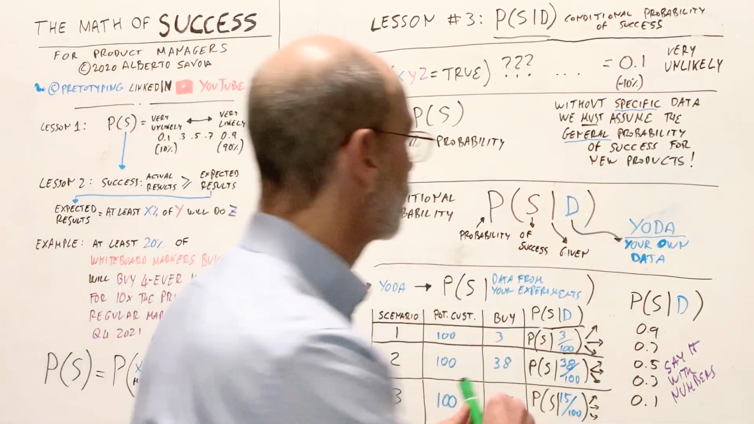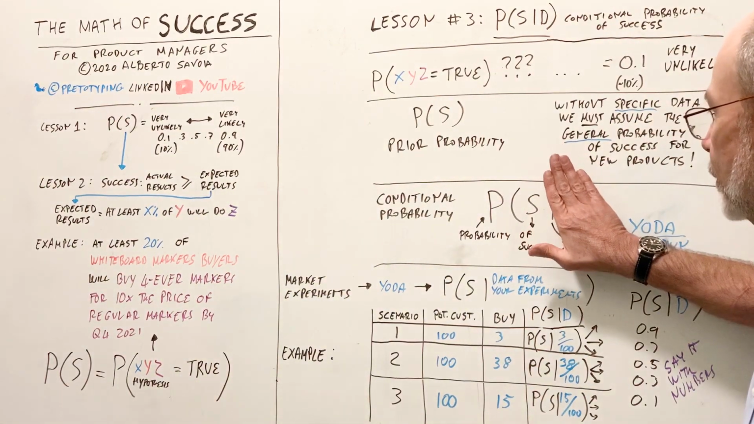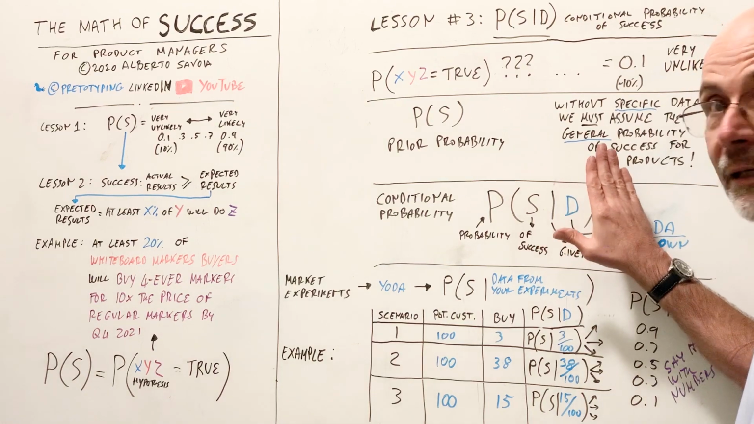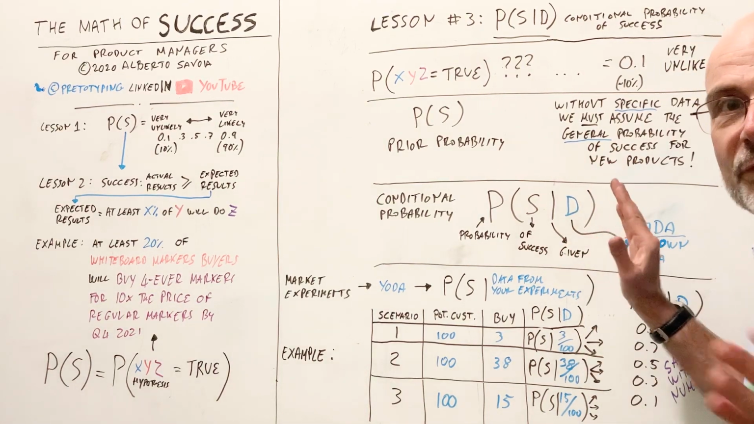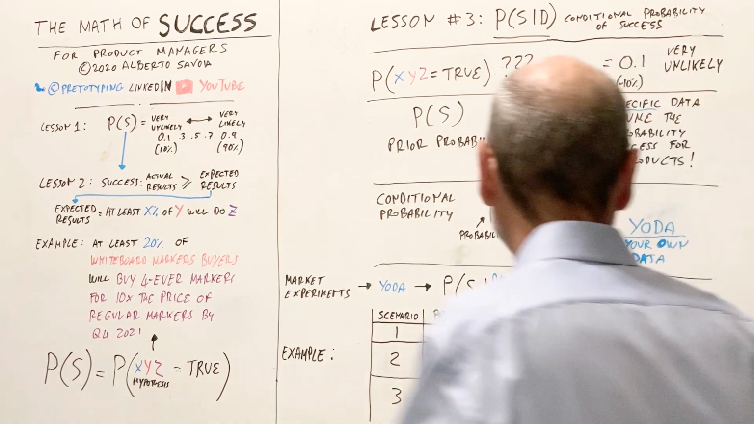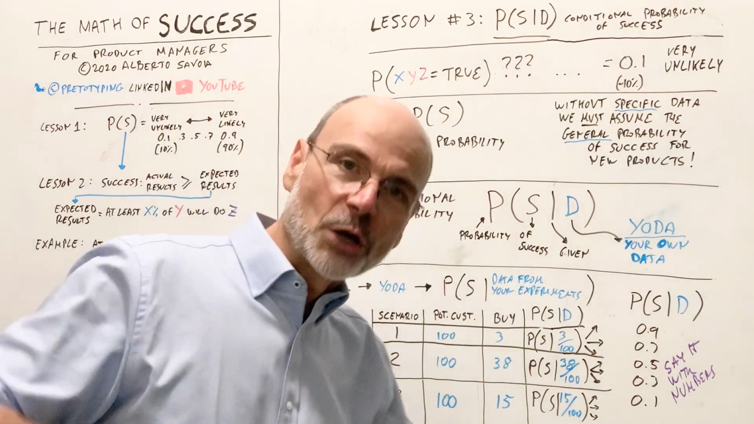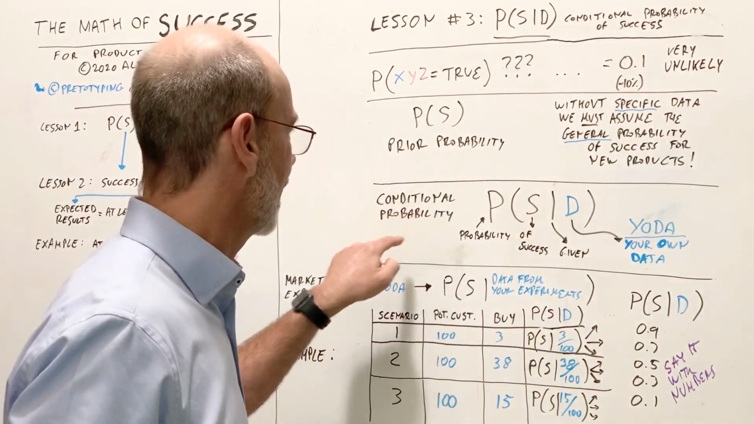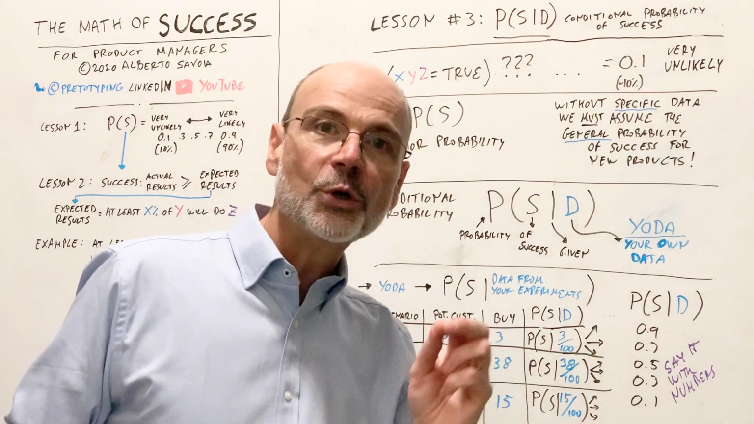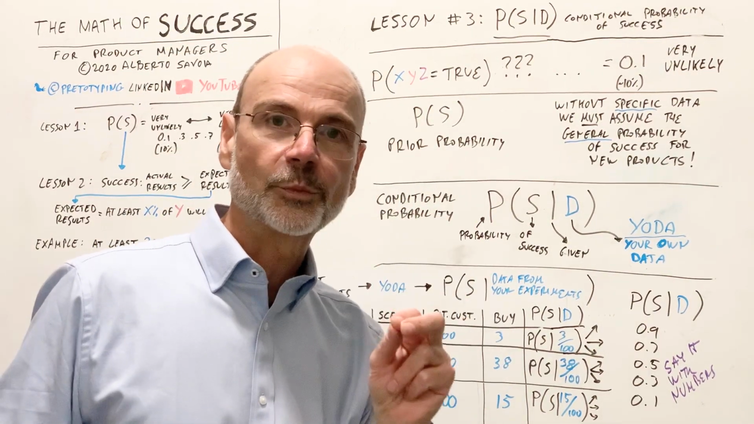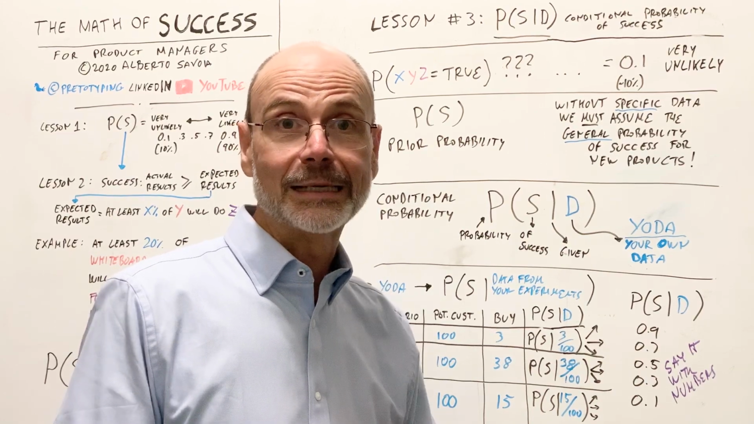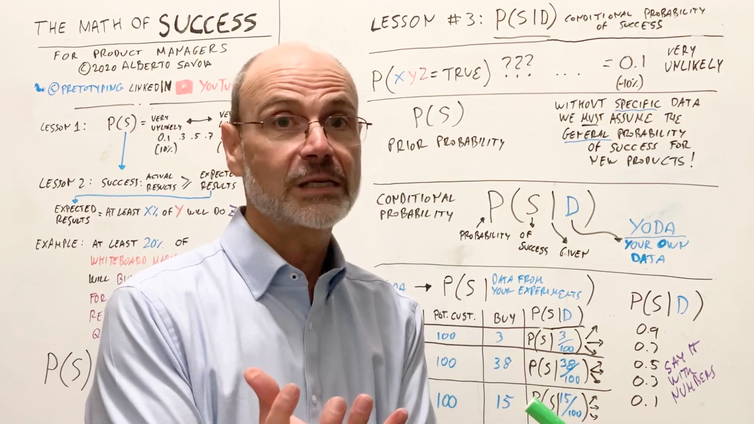The probability of success without any of your own data is 0.1, very unlikely, because most new products fail. Unless you have data to the contrary, we must assume that. But you're going to go into the market, you're going to do experiments, you're going to collect data. So you'll be able to compute this probability of success for your product using your own data, right? And this is the key to success, right?